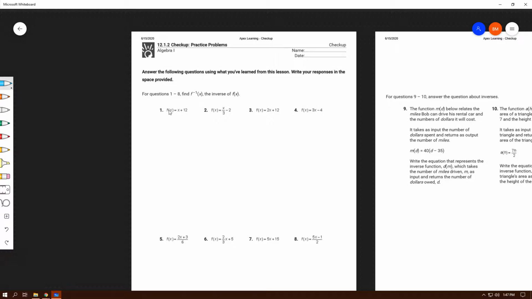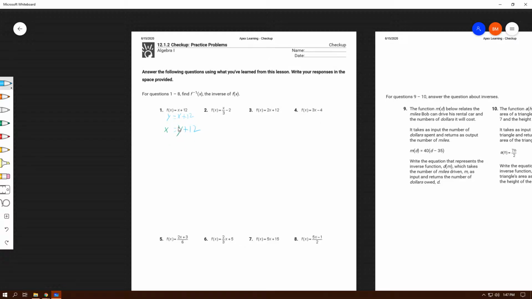Alright, so first thing I'm going to do, I have f of x equals x plus 12. Remember, f of x is just function notation. It just means y. So we have y equals x plus 12. Now, what I want to do is switch my x and my y. So this is now going to be x equals y plus 12. And now I want to solve for y.